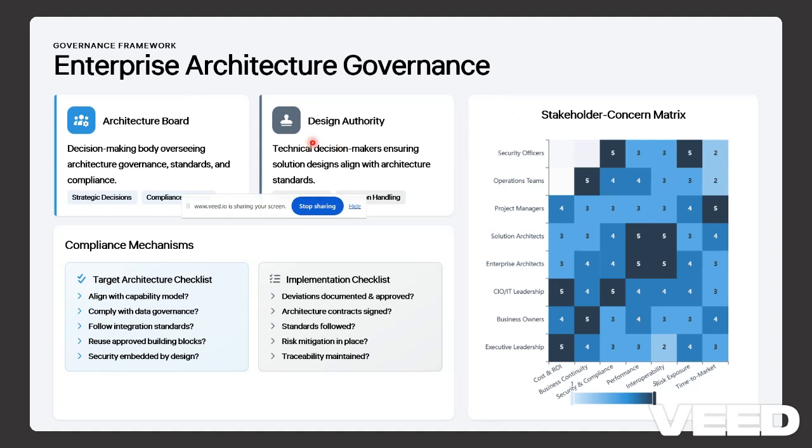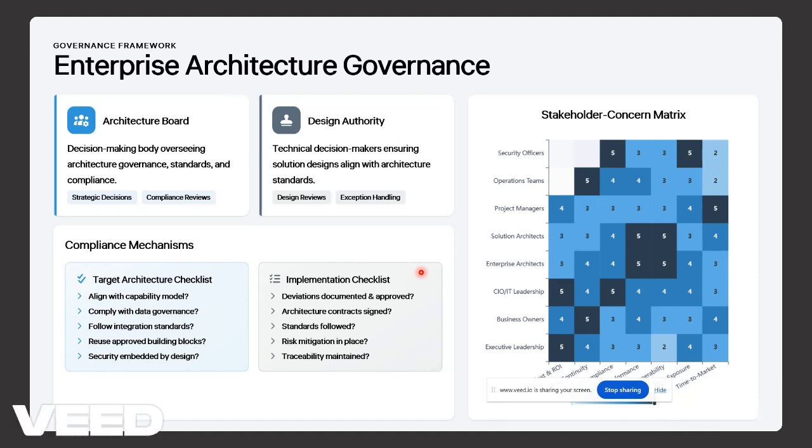Now, the enterprise architecture governance method. I will give you the overview of the stakeholder concept, and how we implement your project landscape and how your enterprise architecture governance model will work here. There are the architecture board, the decision-making body of governance, stakeholders and compliance, how strategic decisions are made, and the compliance review. You should review the document thoroughly, and now the design authority.